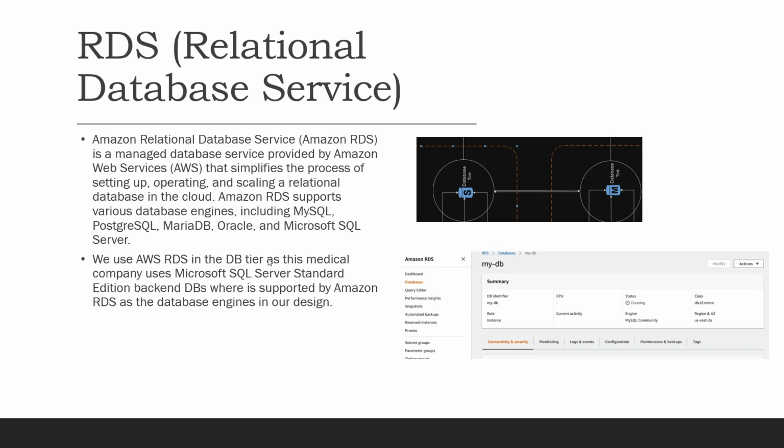So we use the relational database service, which manages the database services provided by Amazon Web Services and simplifies the process of setting up, operating, and scaling a relational database. In the cloud, we have several database engines, which are MySQL, PostgreSQL, MariaDB, Oracle, and Microsoft SQL Server. For this project, I used Microsoft SQL Server Edition for the backend database, where it is hosted by Amazon RDS as the database engine in our design.